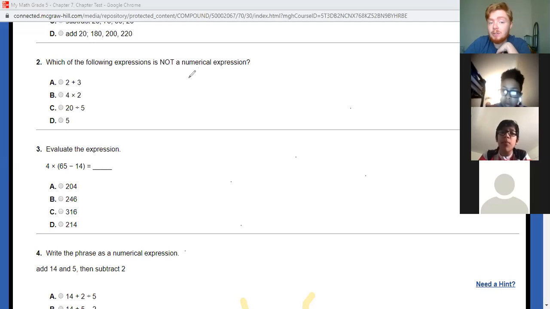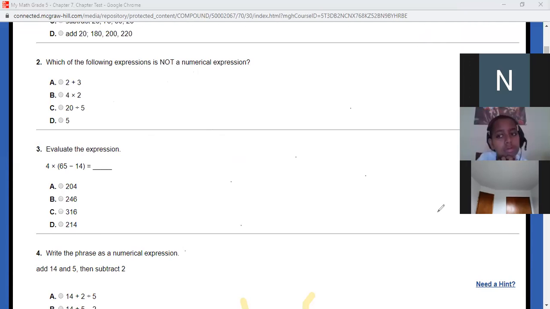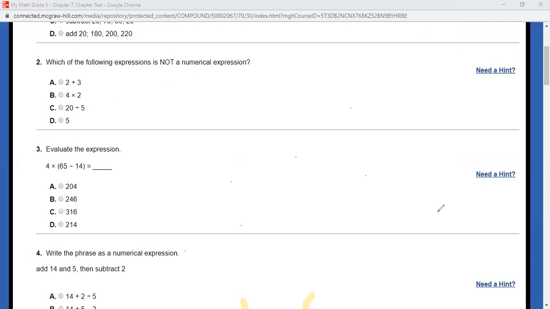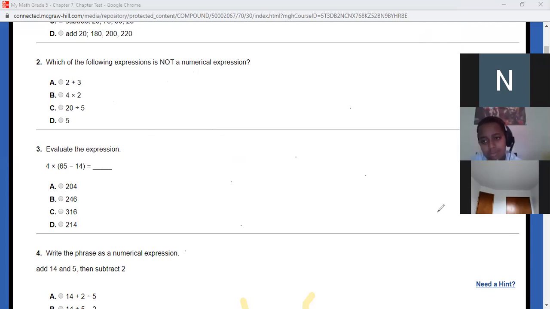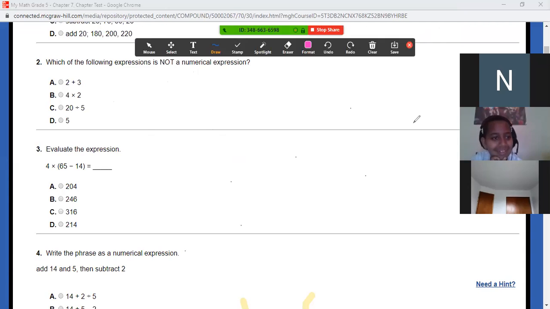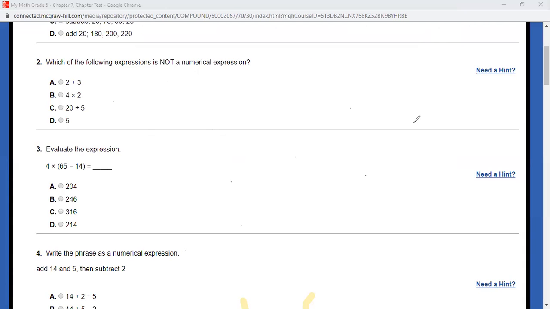Which of the following expressions is not a numerical expression? All right, so which one is not basically an equation? All right. Does anybody want to raise their hand and take a guess? I see Philmon's hand. Philmon. No, he put his hand back down. So I see Anusha.